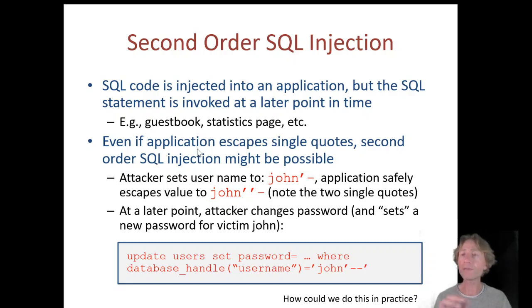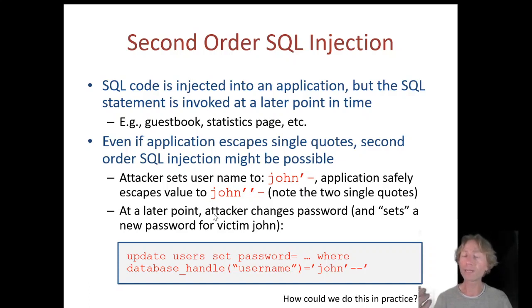Okay? Now, even if the application then escapes these single quotes, second order SQL injection might still be possible, because then your application obtains this data from the database and uses it to build a query. For instance, an attacker may set the name to John tick dash dash, and then the application may safely escape that with dash and then the existing dash there. So there's two single quotes.